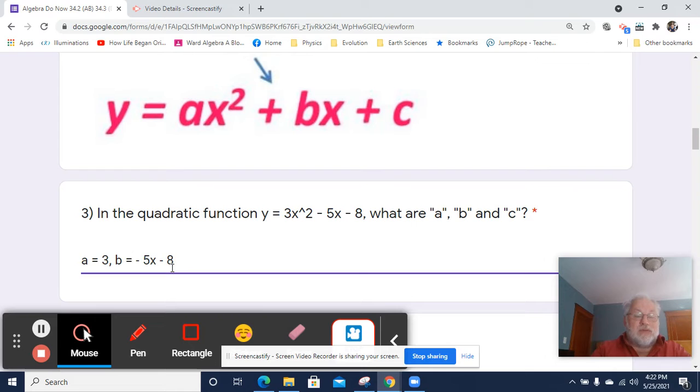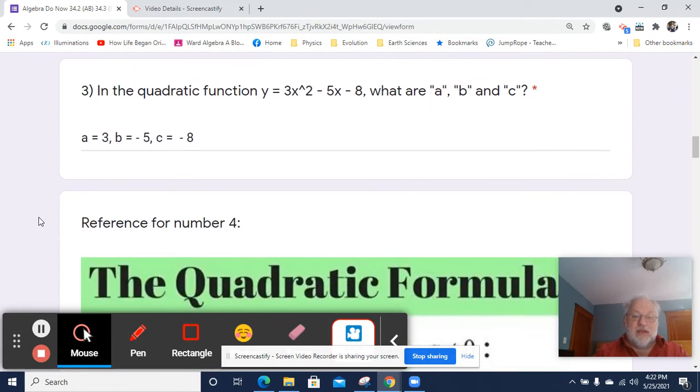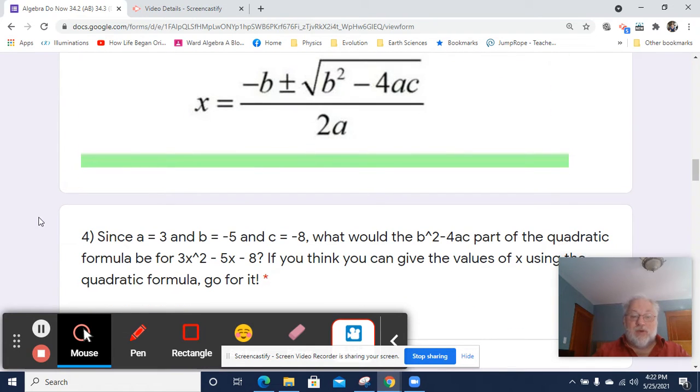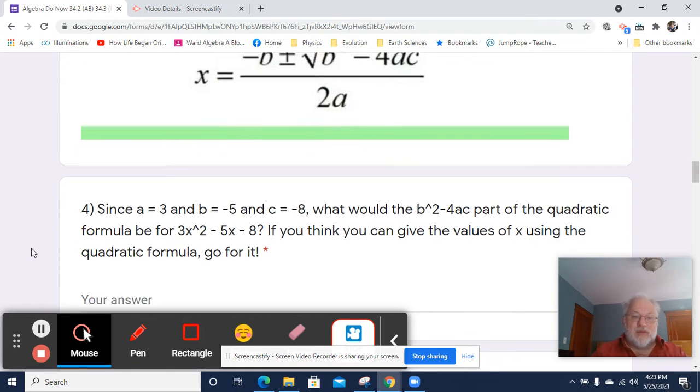B equals negative 5, but not negative 5x. And C is going to equal negative 8. So 3, negative 5, and negative 8. In our next question, you're going to be given, if you took the b squared minus 4ac, which is the discriminant in a quadratic, we're going to see what that's going to equal.